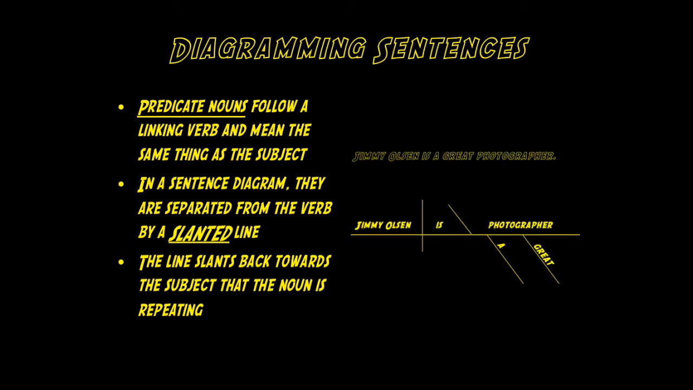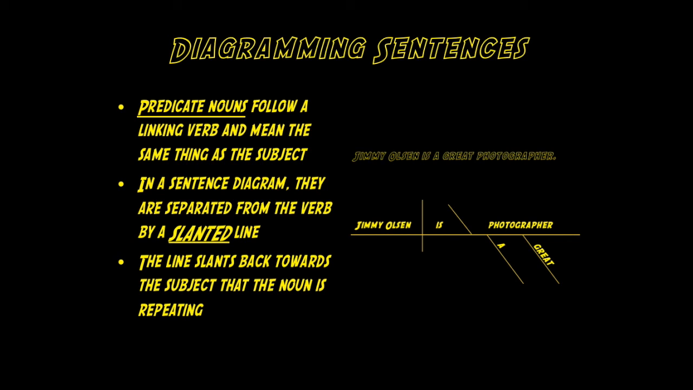Jimmy Olsen is a great photographer. Our subject, of course, is Jimmy Olsen. Our linking verb is. And now we have to ask ourselves, what was Jimmy Olsen? Well, he's a photographer. So we're going to have that as our actual predicate noun. And then we just throw those little modifiers right there at the bottom, a and great, on the slanted lines coming off of photographer, because that's what they're modifying. And that's how we diagram a sentence that has a predicate noun.